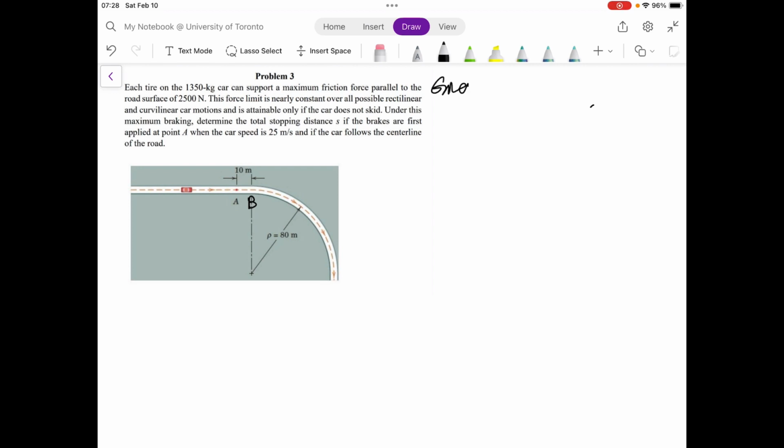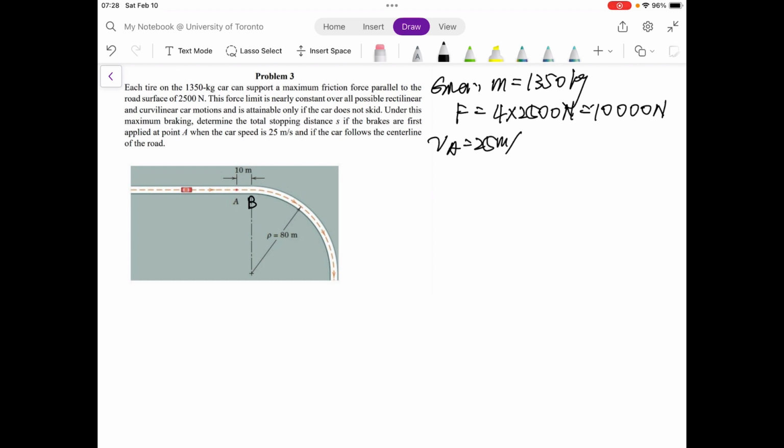So what we have is the mass of the car is equal to 1350 kilograms, and the maximum braking force it can support is equal to 10,000 newtons, and the initial velocity is equal to 25 meters per second, and delta S AB is equal to 10 meters. What we need to find is the braking distance S.